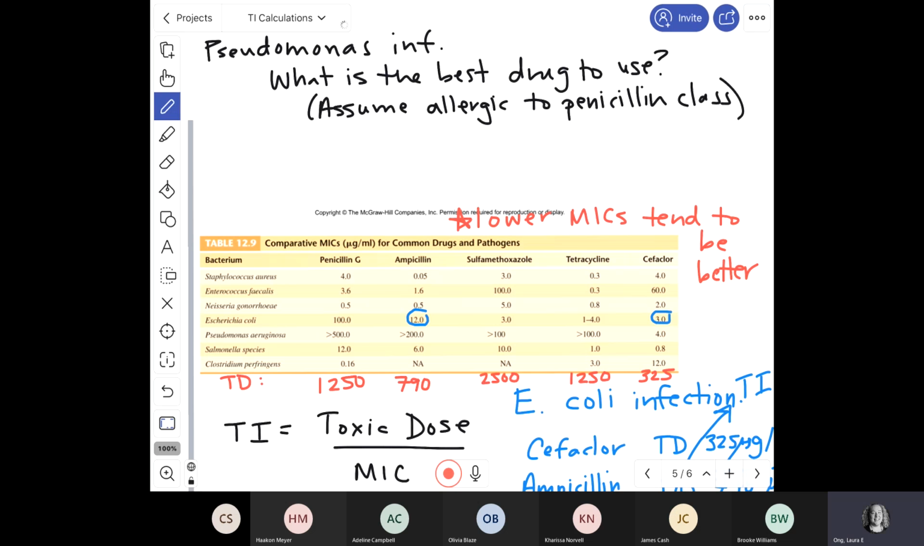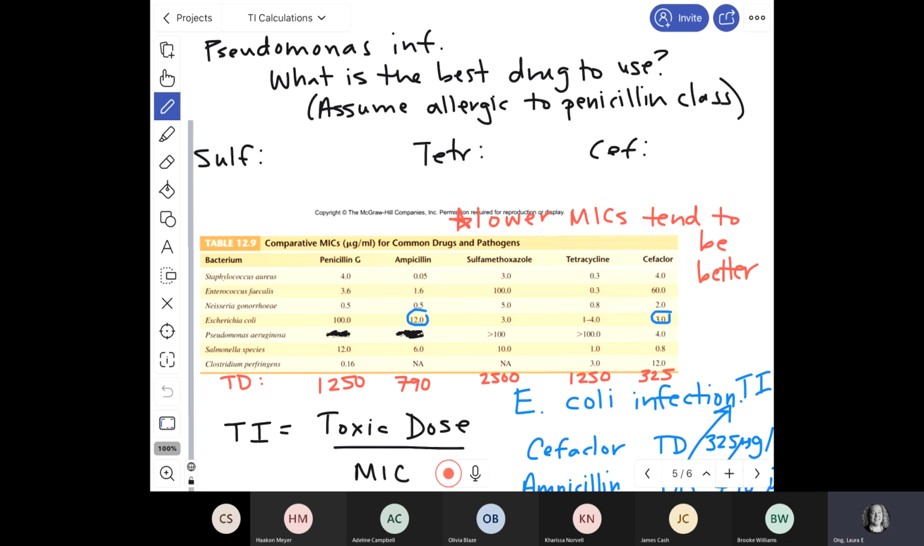Okay, so the way that I would approach this problem is, if you know that the person is allergic to penicillin class drugs, you don't even consider those. So those are out at the start. And then what you could do is, for the remaining three drugs, figure out what the therapeutic index is for those. So we will need to do one for sulfamethoxazole, one for tetracycline, and one for cefaclor.